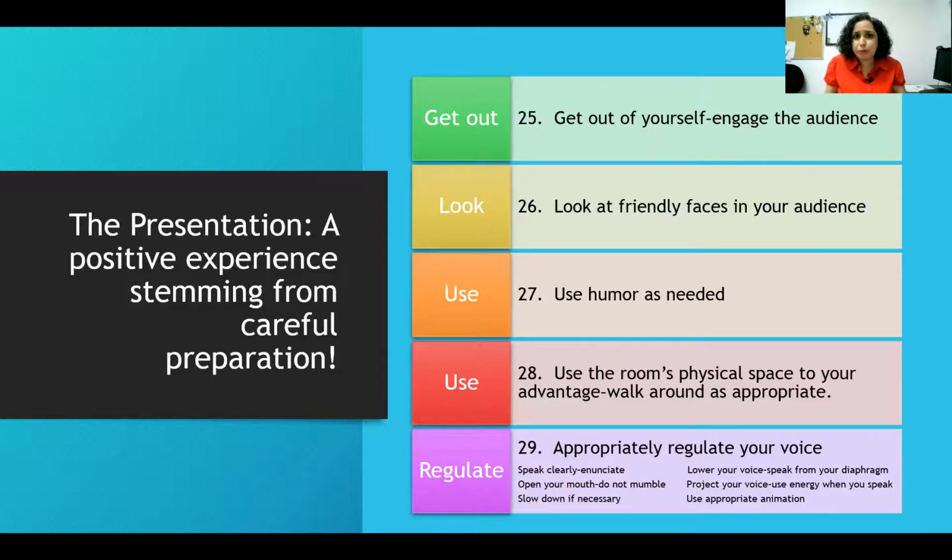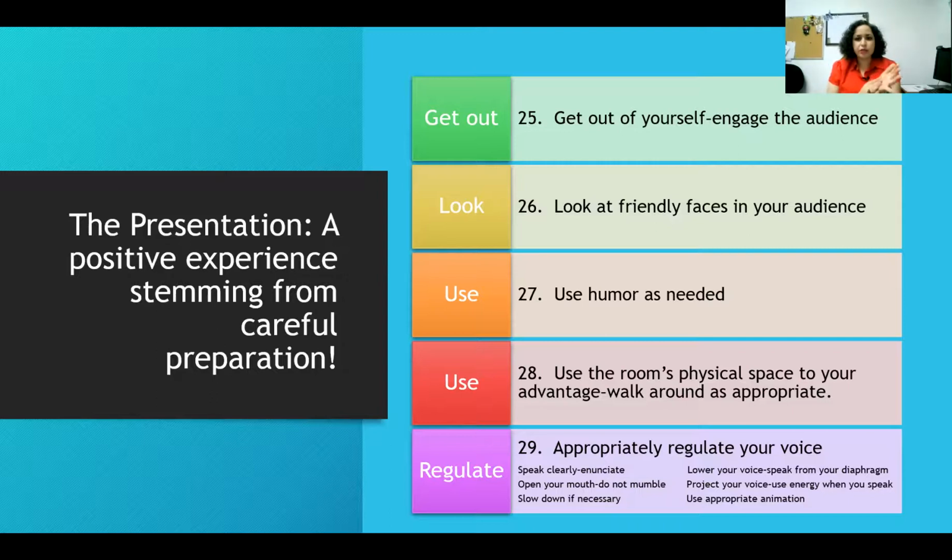The friendly faces will be those who are paying attention to you and that are looking at you positively, calmly. Aquellos que te están viendo bien y que te están siguiendo. Ellos son las caras amigables. Find them, because they are going to be your ground. Ellos van a ser tu piso, los que te van a mantener bien. All of the time, scan your audience.